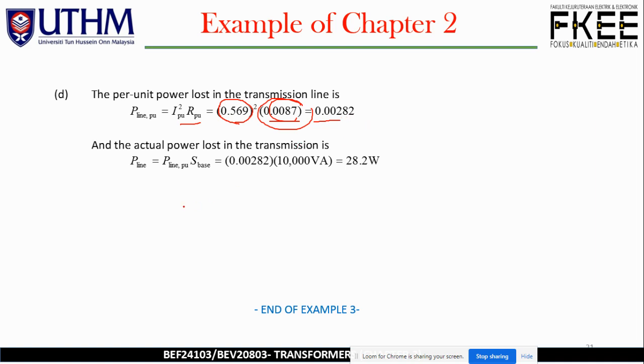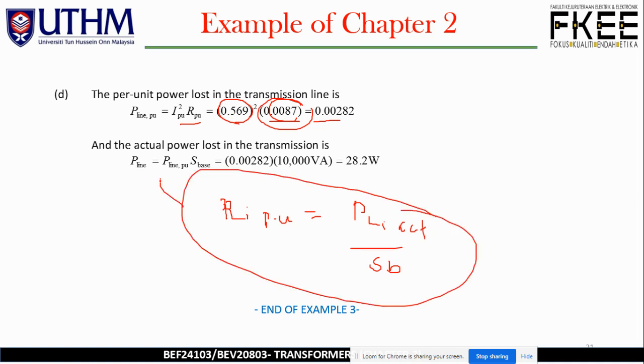0.00282. So similarly for the P line actual loss in the transmission line, we have P line PU equal to P line actual divided by S base. Then you need to rearrange in terms of P line actual, then just substitute the value of P line PU, just calculate here with S base 10 kVA, and giving the P line equal to 28.22 watt.